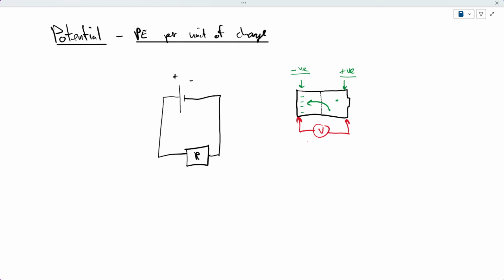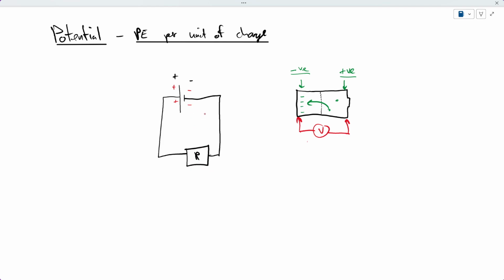And that potential difference comes about from the difference in the sort of concentration of these charged particles. So that's what's happening inside the cell to create that potential difference, to give me a positive side to the cell and a negative side.